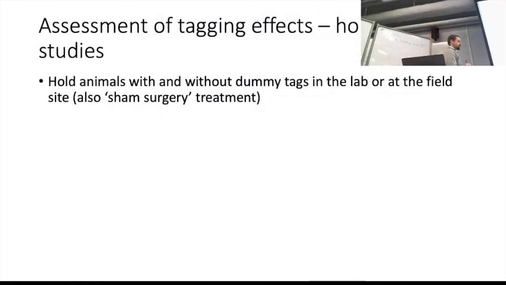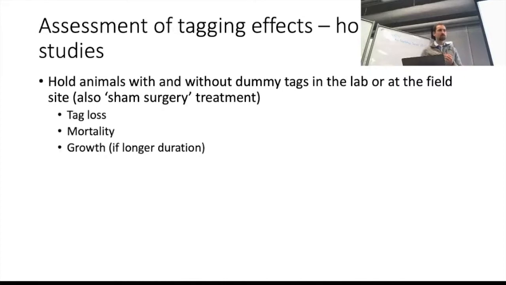So one of the simplest places that we can start are simply holding studies. This is the first step in this process. It's not perfect, but you can at least get a sense of, if I put a tag in an animal, or a dummy tag that has the same dimensions, and I take some animals that weren't tagged and hold them in a tank or an enclosure, I can see how well they do going through time. You can assess things such as tag loss. So, from your tagged animals, how often do they just expel or lose the tag?